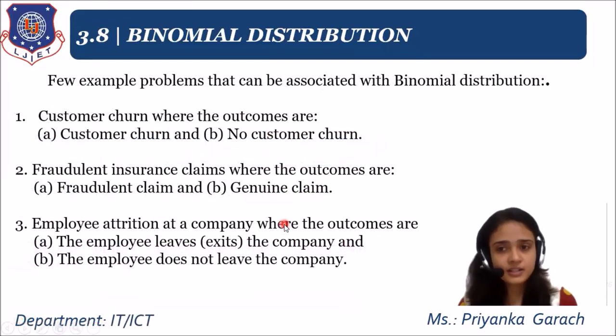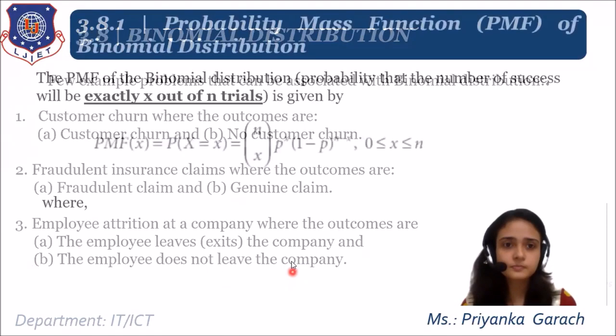Now, these are a few examples of binomial distributions. Only two possible outcomes are there in customer churn: the customer will churn and the customer will not churn. Fraudulent transactions: a fraudulent claim or a genuine claim. Employee attrition: the employee will leave the company or the employee does not leave the company.